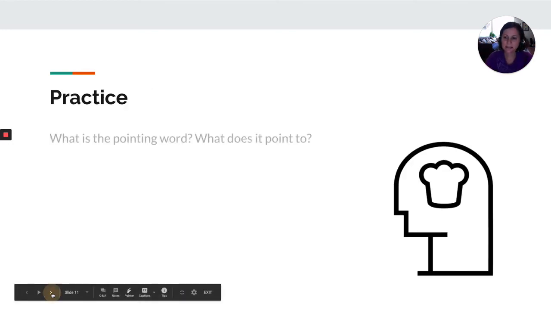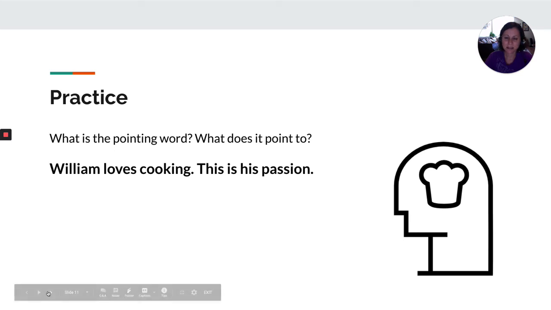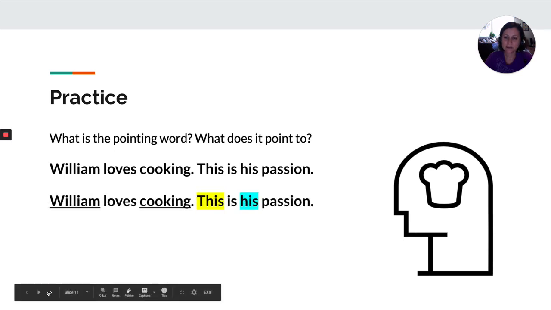Let's practice. What is the pointing word and what does it point to? William loves cooking. This is his passion. So this is my pointing word. It's referring back to cooking, and his is referring back to William.